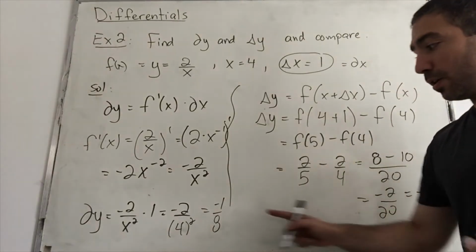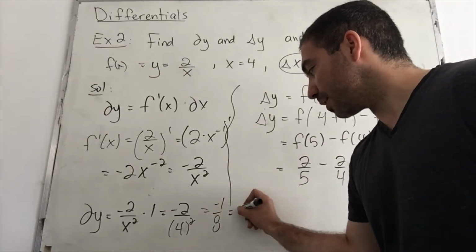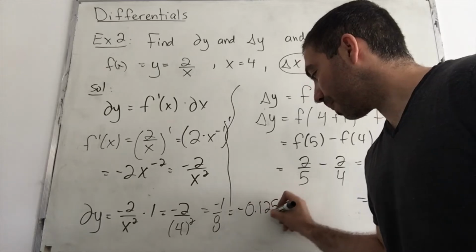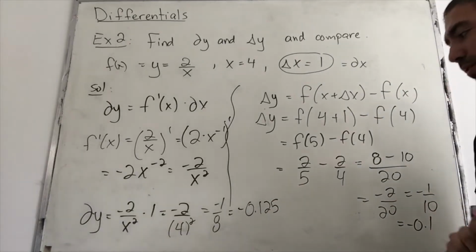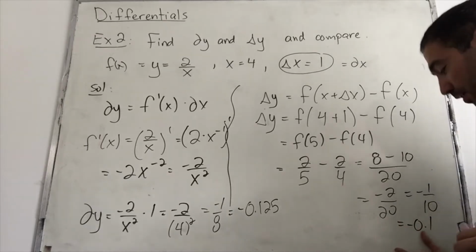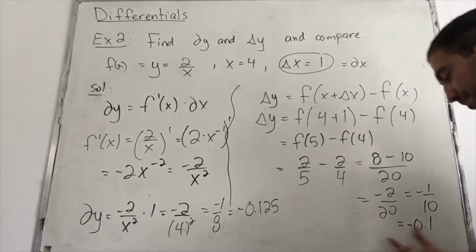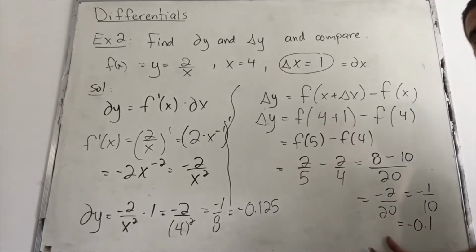So I just want to add, negative 1 over 8 can be expressed as negative 0.125. And negative 1/10 could be expressed as negative 0.1. So these values are very close to each other. So they're not that off.